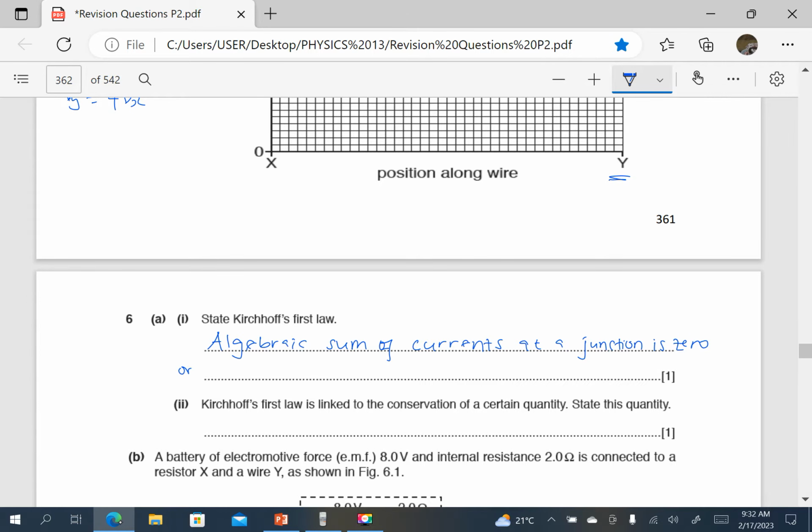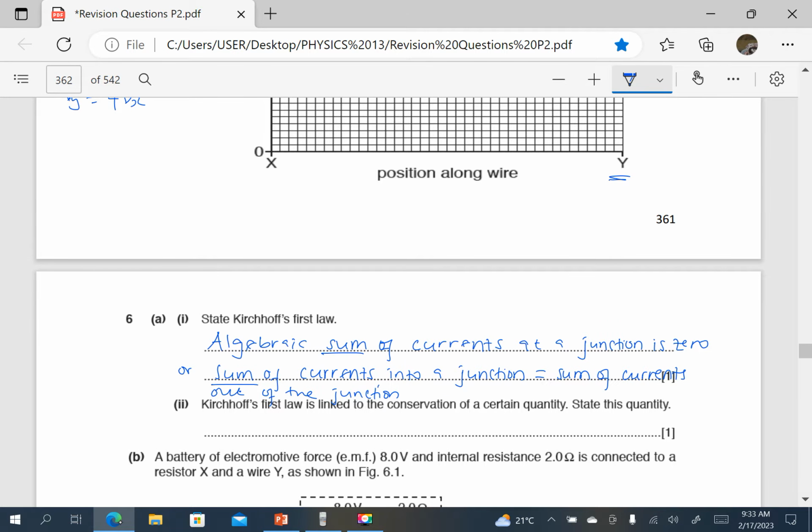Or the sum of currents into a junction is equal to the sum of currents out of the junction. In Kirchhoff's first law, the word sum is very important because you'll be finding total currents into the junction and total currents out of the junction, and the total currents into the junction must be equal to total current out of the junction, which therefore would imply that charge is not accumulating at a junction, or charge is not just being generated at a junction.